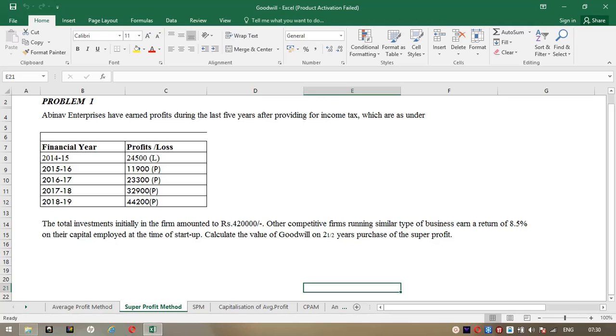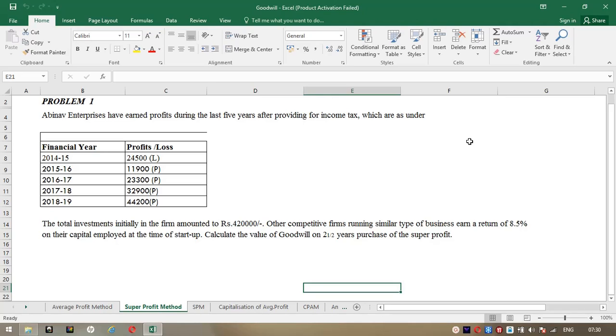Super profit is the difference between the average profit earned and the normal profit earned by the business. The normal profit is based on the normal rate of return. Goodwill can be attached only to a business which is earning above normal profits. That is why we are calculating the super profit, and through this we can also calculate the goodwill at the end.